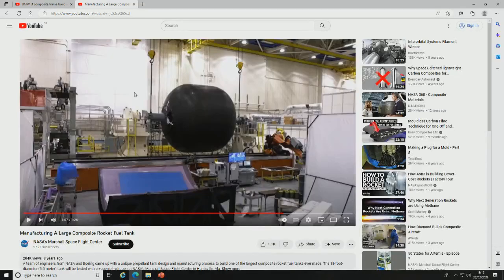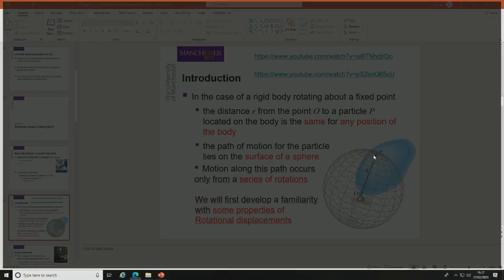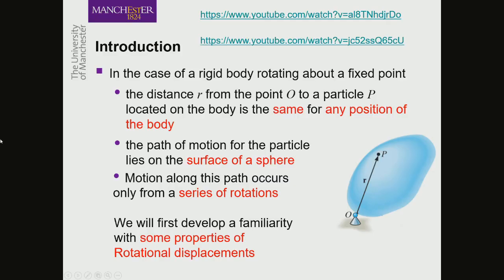Right, so I hope you were able to observe the rotations about fixed points. So why did I give you the balloons? Because you can see here what we are talking about. The path of motion for the particle lies on the balloon or rigid body. Actually, it lies on the surface of the sphere. It doesn't matter about the rotation. As soon as the point is fixed, you can give it any rotation you want, and still you will see that the point lies on the sphere, because again, the R, the position vector from the fixed point to the point P, for example, will always be the same.